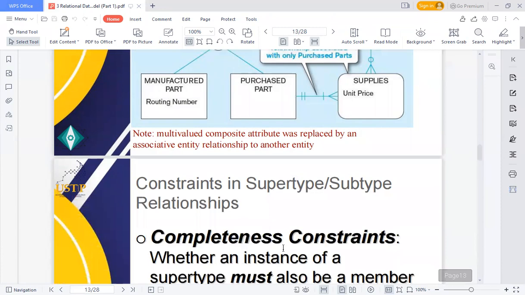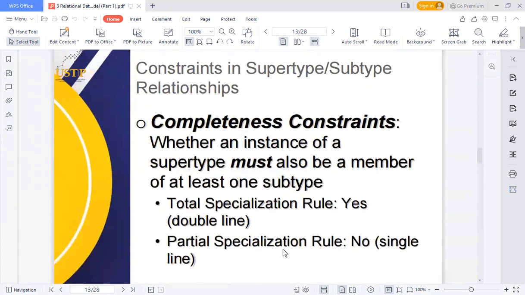Now let's go to constraints in supertype subtype relationships. The first type of constraint in a supertype subtype relationship is what we call the completeness constraint. The completeness constraint specifies whether an instance of a supertype must also be a member of at least one subtype. So take note, it must also be a member of at least one subtype. For the completeness constraint, you have total and partial specialization rules. To model the total specialization rule, you have a double line. Partial specialization rule, single line.